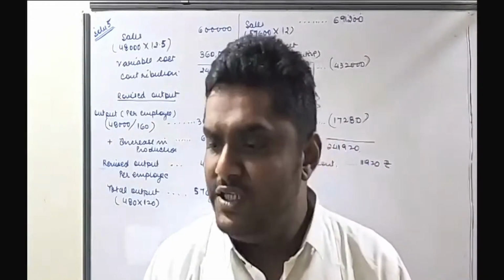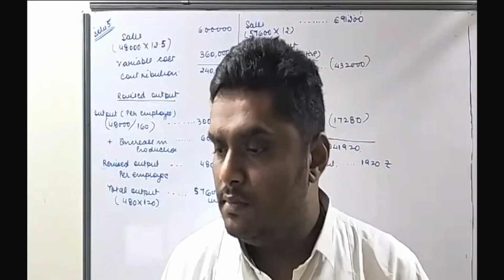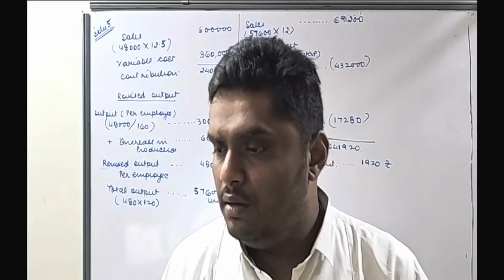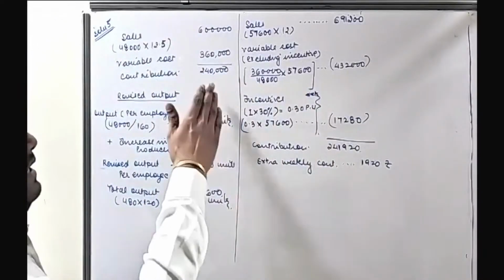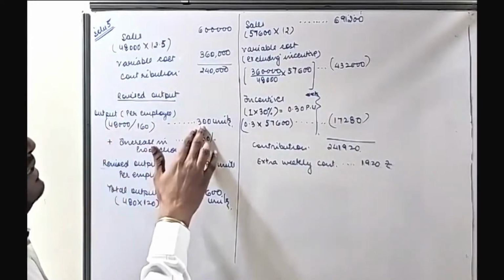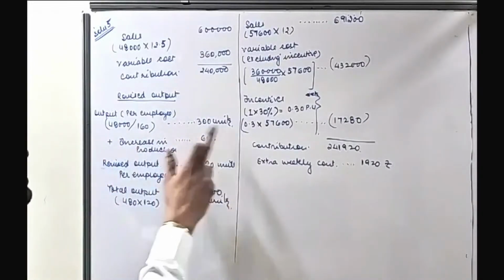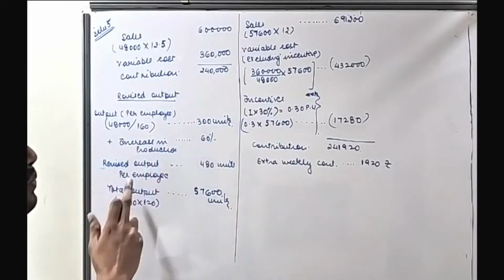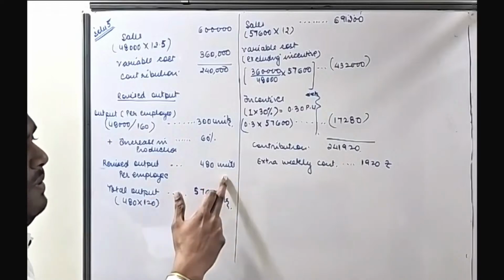What do you want me to explain, Kavita? Which question? So Kavita, see, this is the data given. Now output per employee is 300 units. That is 48,000 divided by 160, so 300 units. Now increase in production per employee is 60%. So the revised output will be how much? 300 plus 60% of 300. So this will be 480.